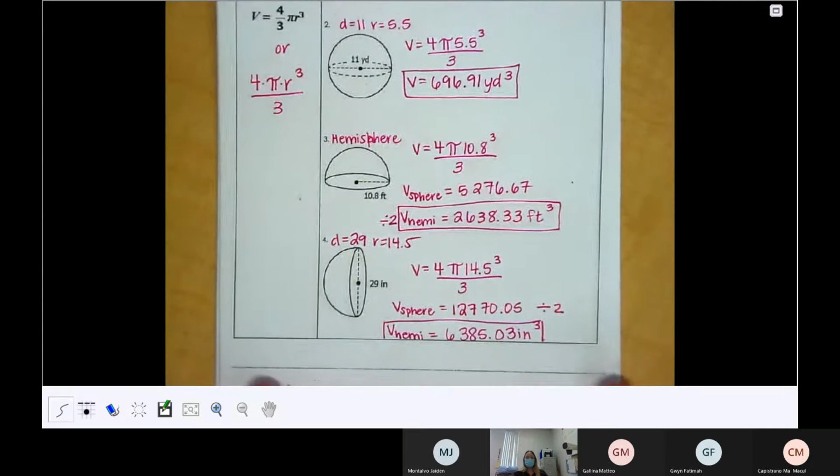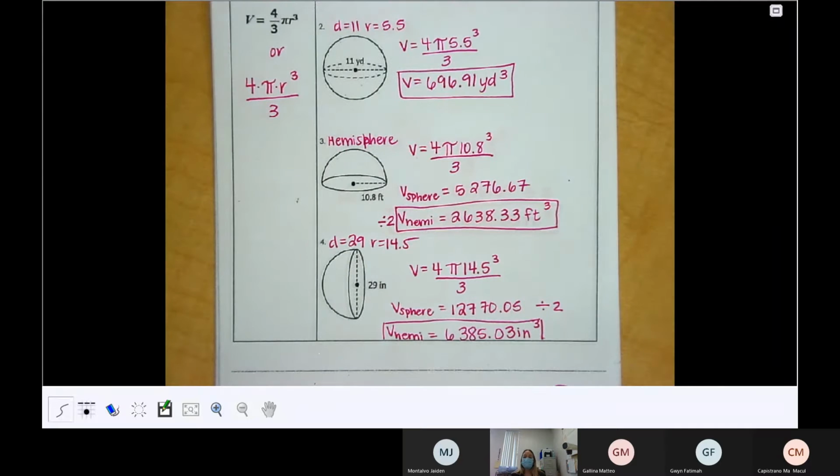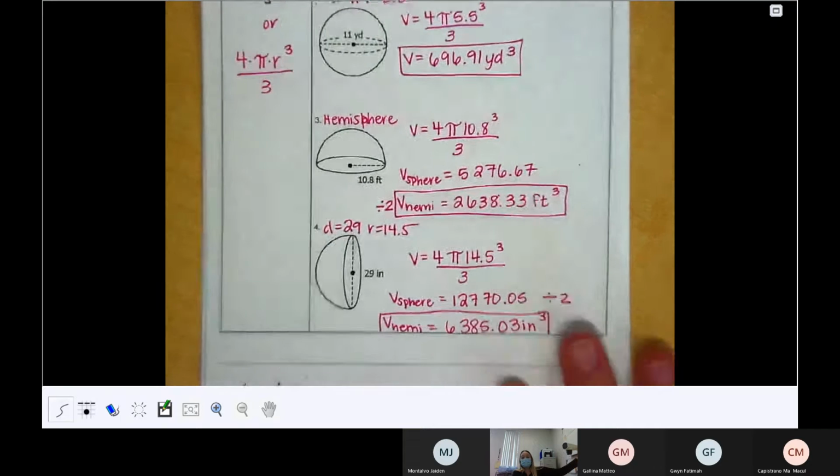All right, let's check our work. So for number 2, you should have gotten 696.91 yards cubed. And for number 4, the sphere was 12,770, but the hemisphere was 6,385.